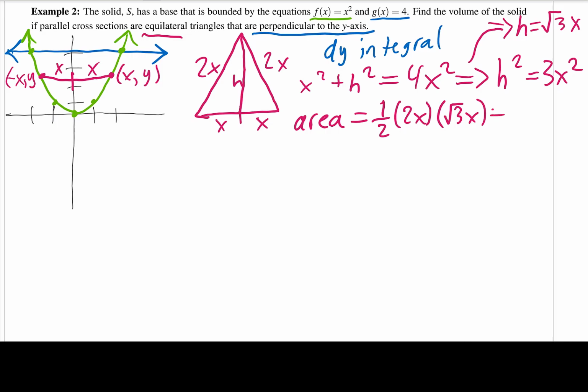Well, this is going to be equal to 1/2 times 2, that'll give us 1. And then x times square root 3 times x, that would give me square root 3 times x squared.